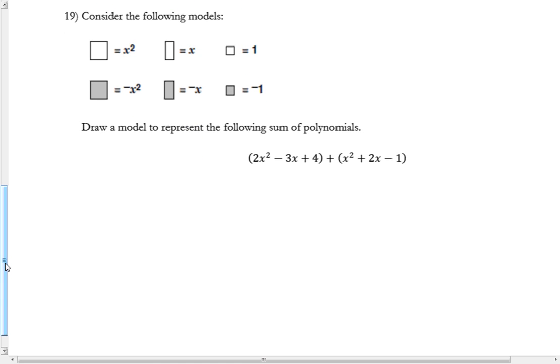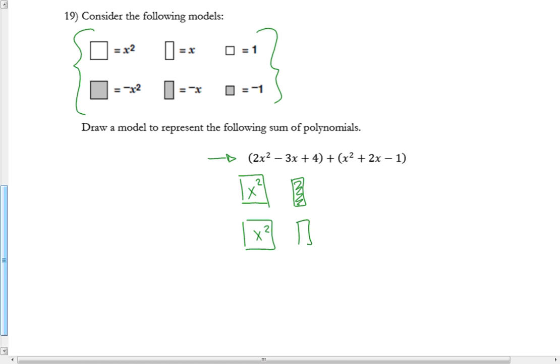In number 19, you're drawing a model, so you're going to use these shapes up here to represent this polynomial. So for example, 2x squared would be two of the large boxes. Negative 3x would be three of these shaded in rectangles that represent negative x. And then positive 4 would be four of the small boxes. So then you can do the same thing for the second one.